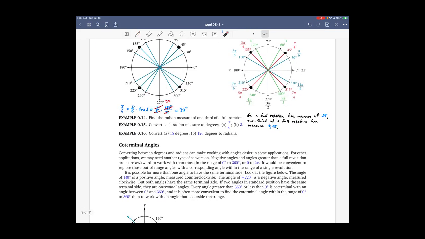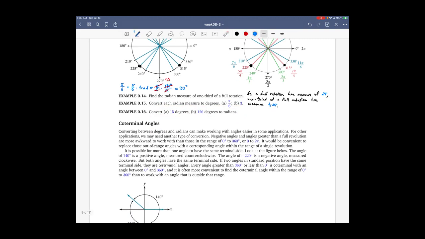Now, in the next example, we need to do the opposite thing. We need to convert degrees into radians. So, for instance, 15 degrees is easy to convert to radians because we recall that 1 degree is pi over 180 radians.